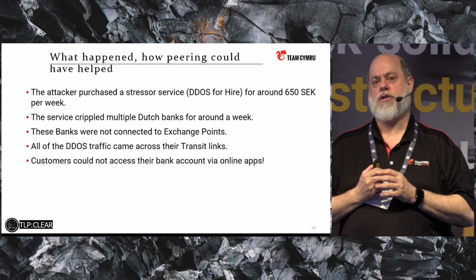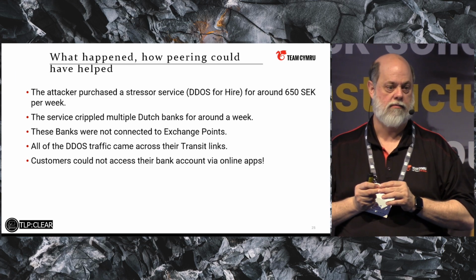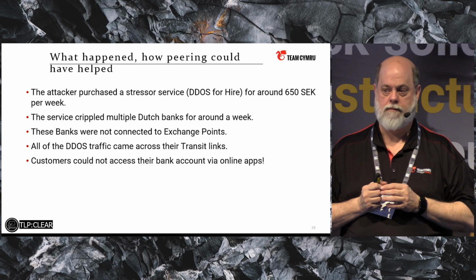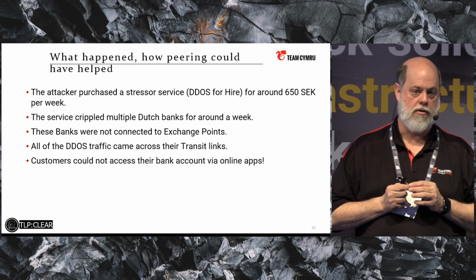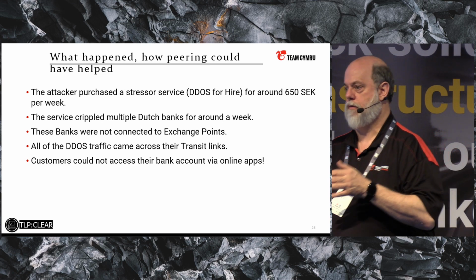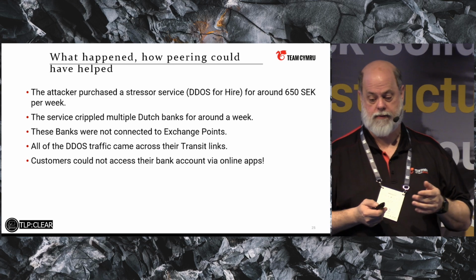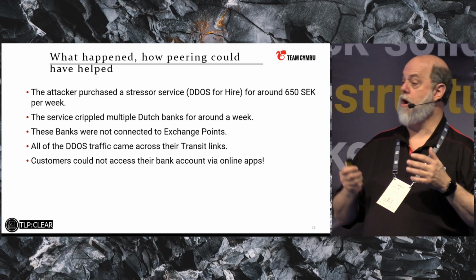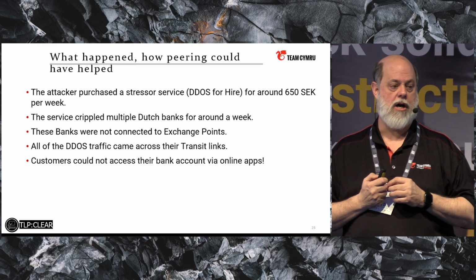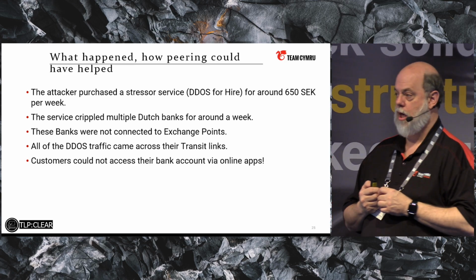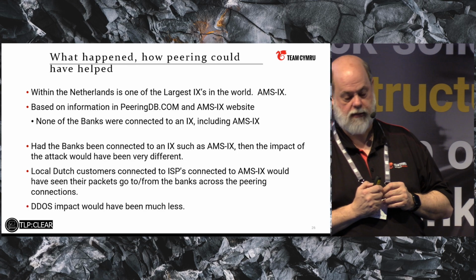The attacker purchased a stressor service for about 650 Swedish kroner per week, or roughly $50 to $60 per week, to DDoS a whole bunch of Dutch banks. These banks were impacted. They were crippled. These banks were not connected to an internet exchange, and all of the DDoS came across their transit links. Customers could not access their online banking apps.